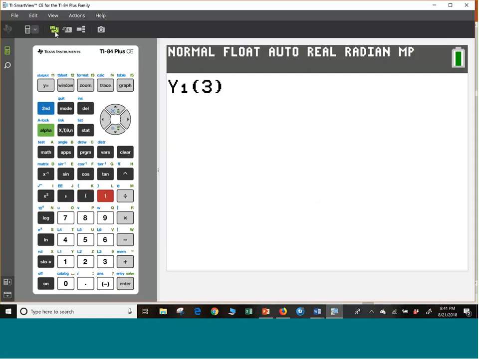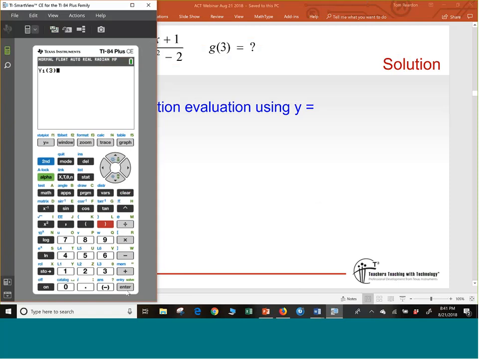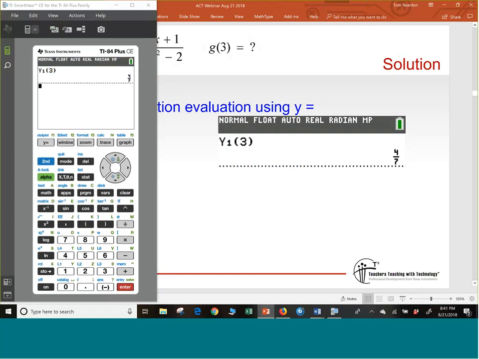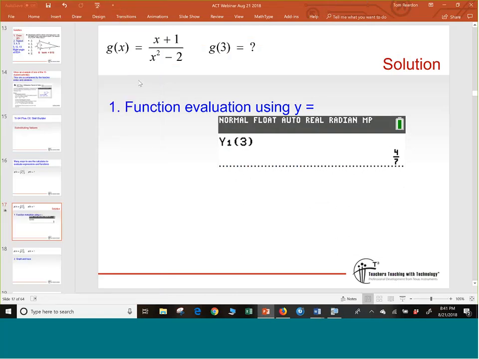Okay, so let me go ahead and pull that back up here. So y1 at 3 is 4/7. I'll pull that off so that we can see that better. Put that in there. So that's one way to do that, using y equals or function evaluation.